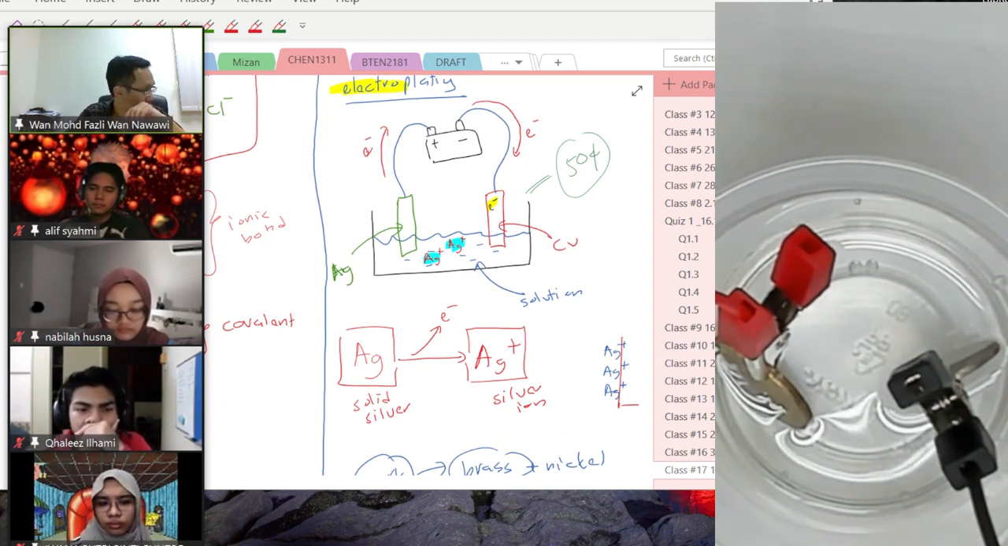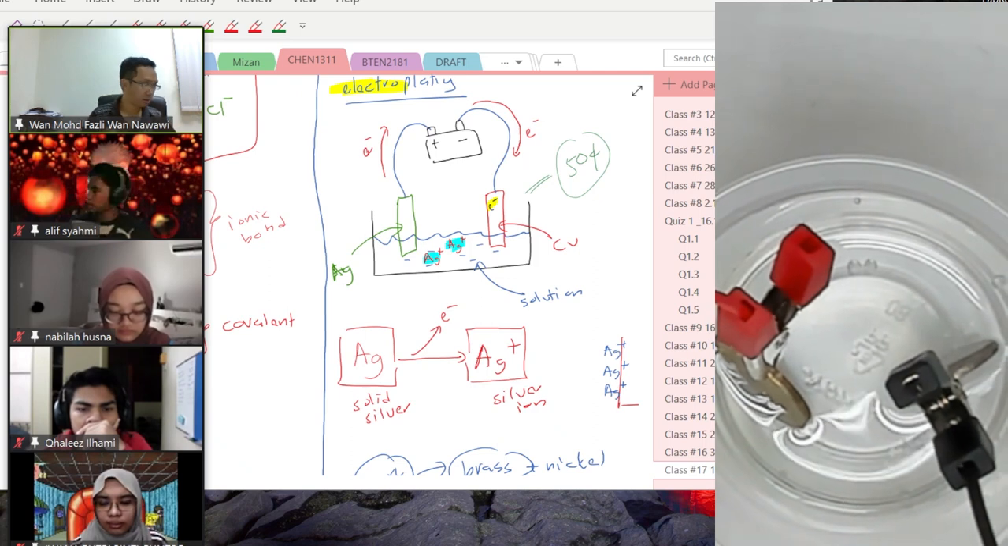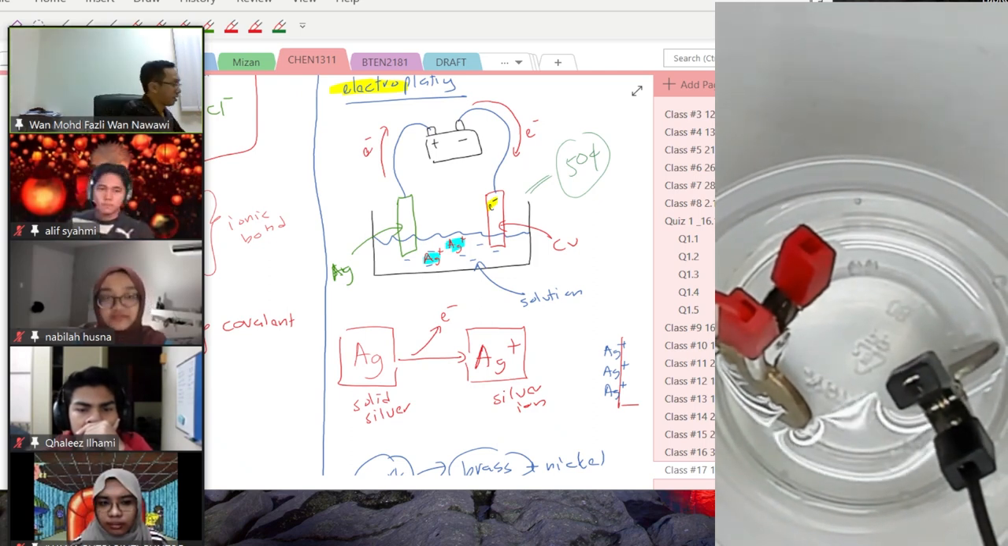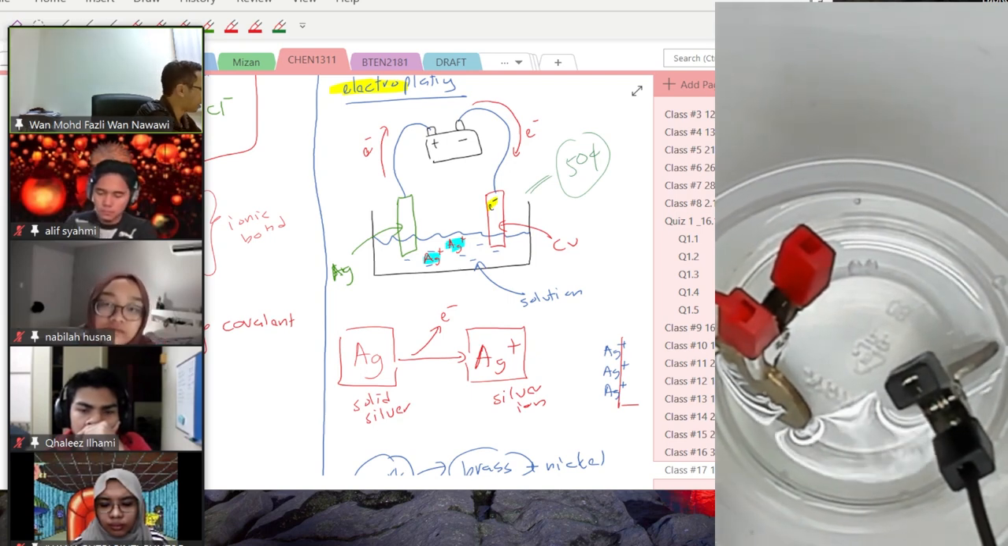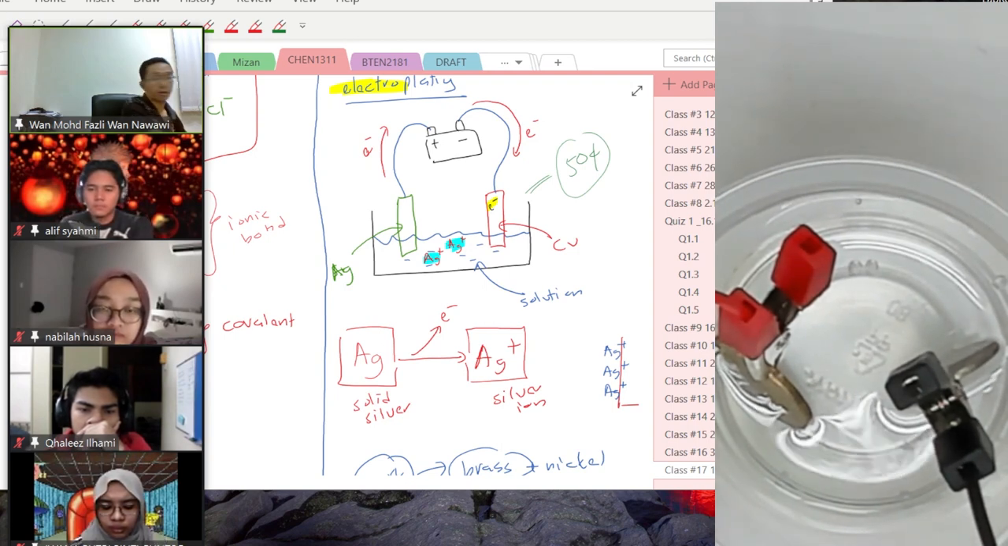Okay, so let me wait for a while. So this, does it make sense? So this is on the negative terminal. This is the negative terminal. So let's see, I put negative. This is positive, the positive terminal. Okay, let me wait for a while.